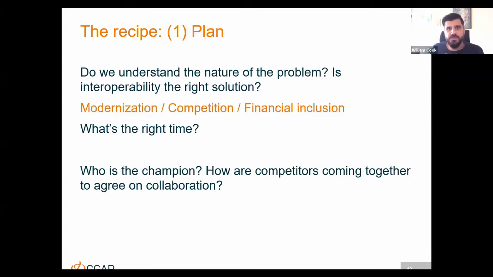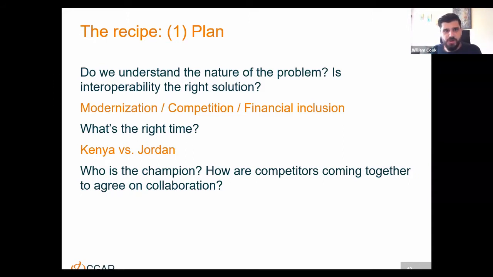There's more on this in the guide, obviously, but just to give a little bit of a flavor for this, asking the question of the nature of the problem, oftentimes it's some combination of modernization, competition, financial inclusion goals. The question of the right time is complicated and often contentious. Even taking two extreme examples, one could argue that a market like Kenya, with over 80% of people having financial accounts, a single dominant player in the market, it might even be too late at this point.